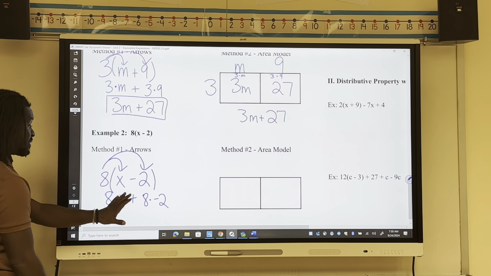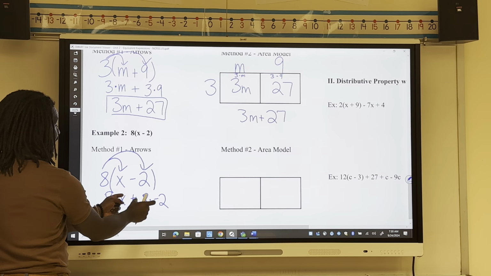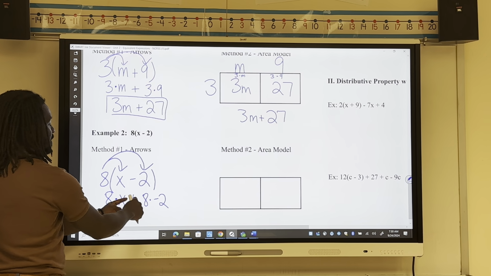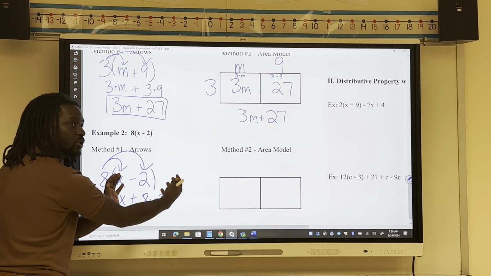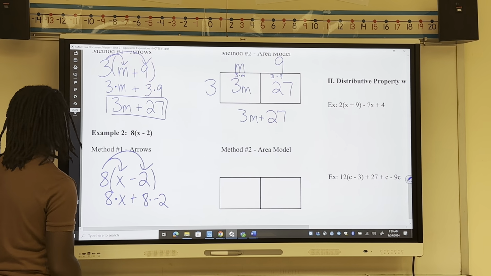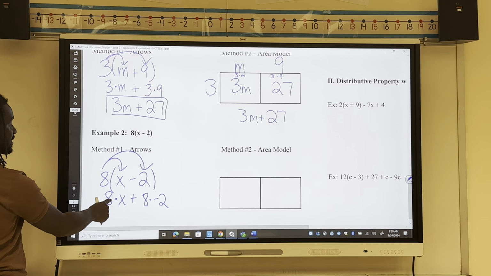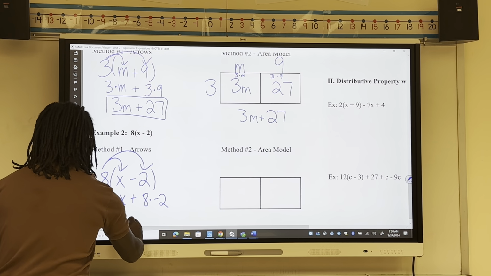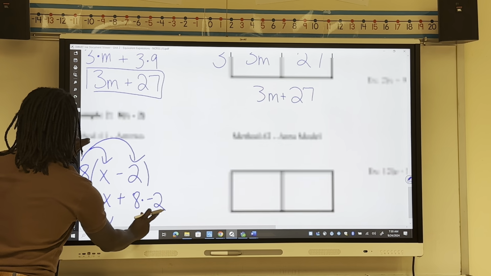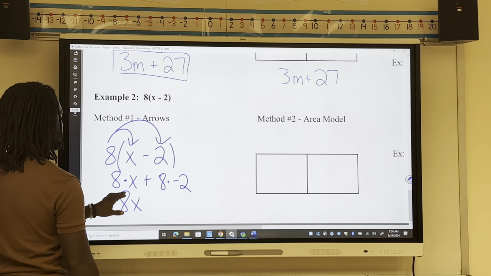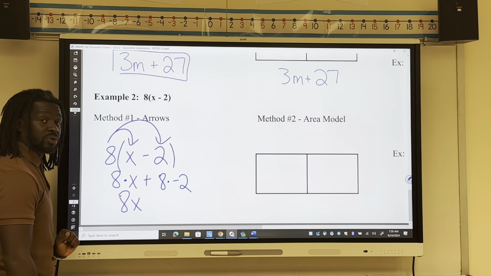And then I'm going to add these, okay? Now, because I'm dealing with the negative, this addition sign is going to eventually go away, but we'll see that in just a minute. So 8 times x is going to give me 8x, okay? And then 8 times negative 2, okay?